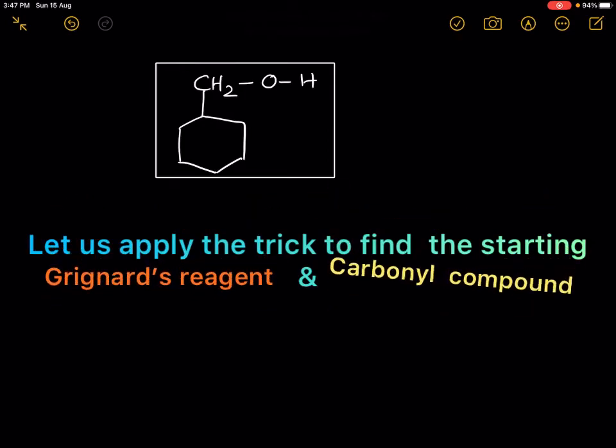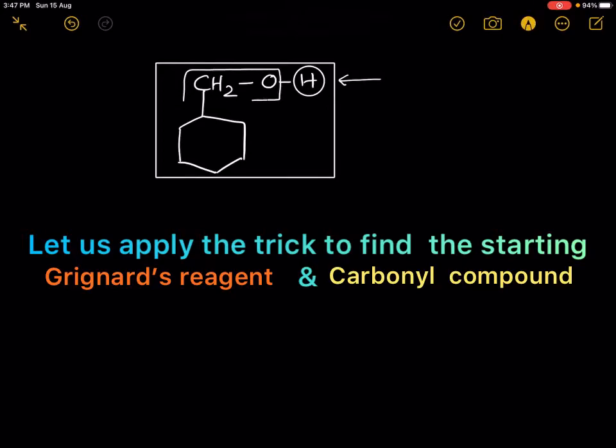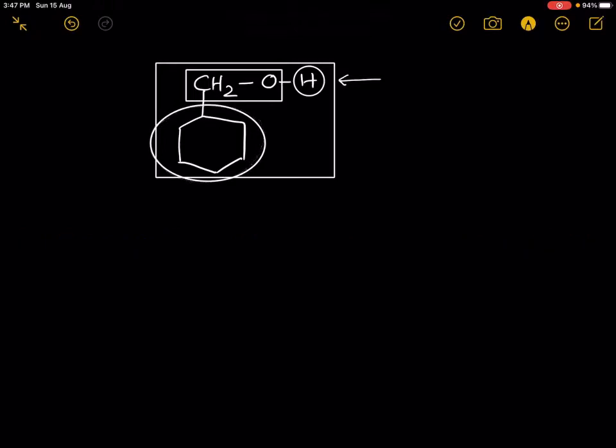For your information, this H is from water during hydrolysis. This part is the carbonyl compound, and this part is definitely the alkyl group attached to the Grignard's reagent. So I'll write the Grignard's reagent. I'll write the carbonyl compound first.